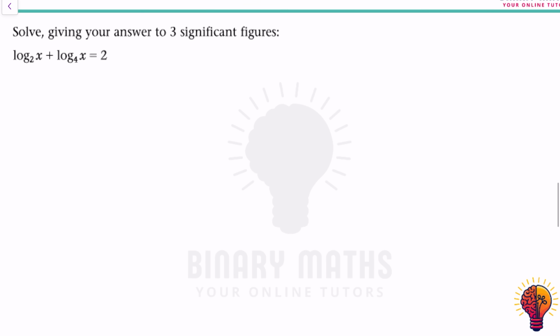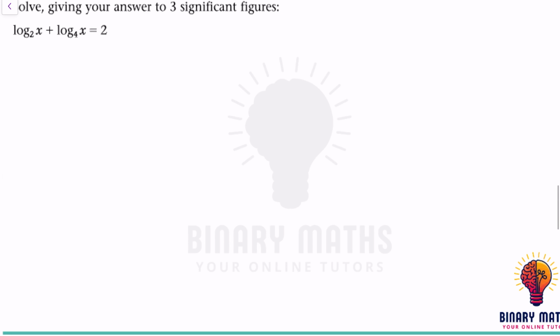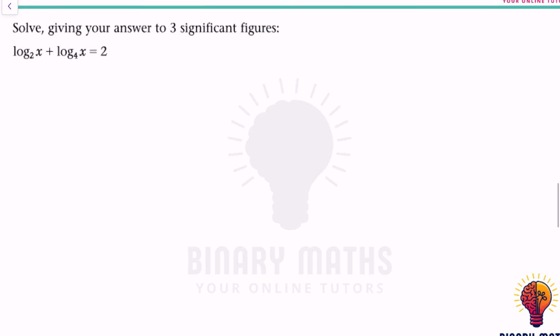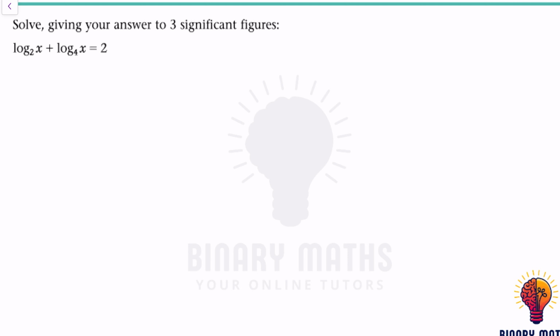Next example, solve giving your answer to 3 significant figures. Log base 2 of x plus log base 4 of x is equal to 2. Now here you can see the input and the base have not changed places, so this must be the first formula. So let's write down the first formula, which we're going to be using. Here, log base a of x is equal to log base b of x over log base b of a.